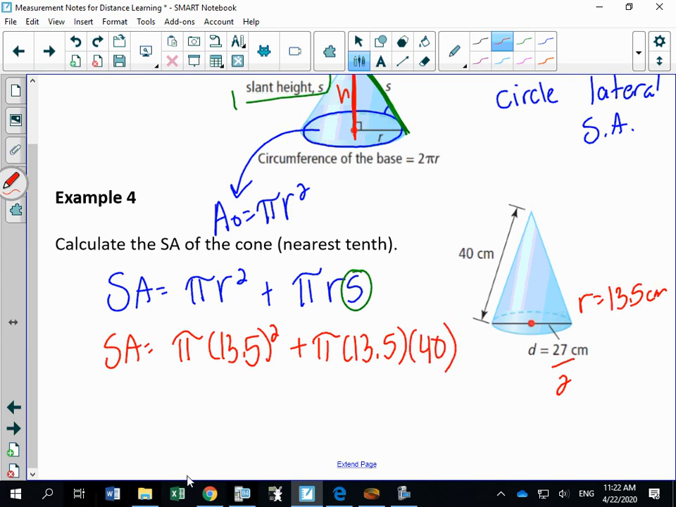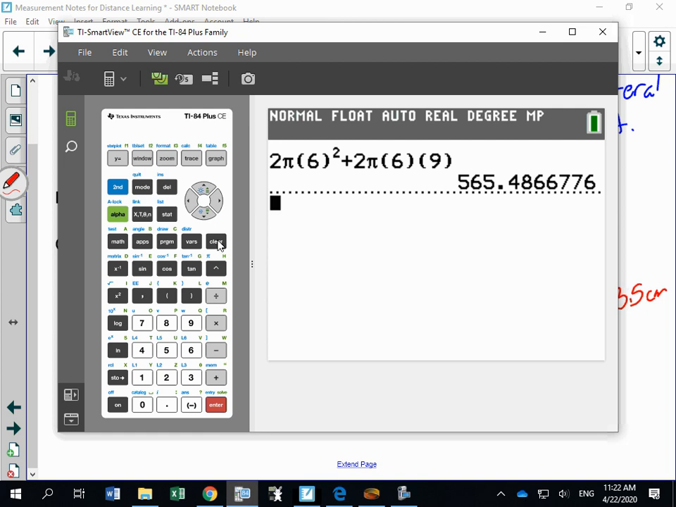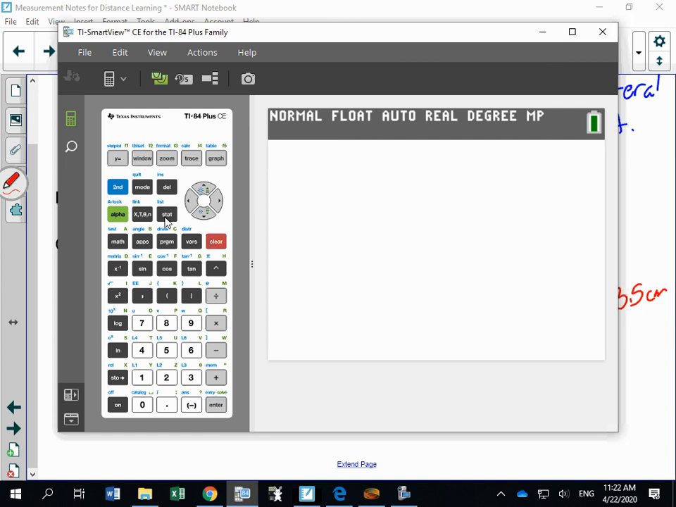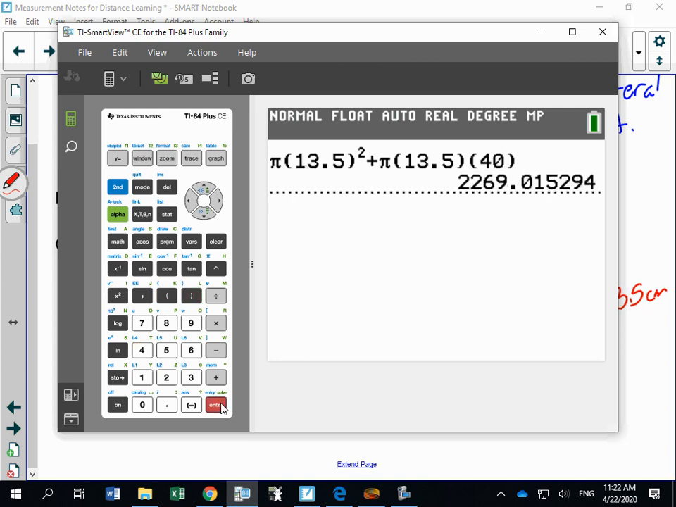Let's type this together in our calculator. If you have your calculator at home, take that out and punch this in with me. Second function, type in pi. In a bracket, type your radius, and outside of your bracket, you're going to square that. So pi r squared plus the pi button, the radius, and the slant height. And again, you could type it nicely in one string in your calculator, hit enter.